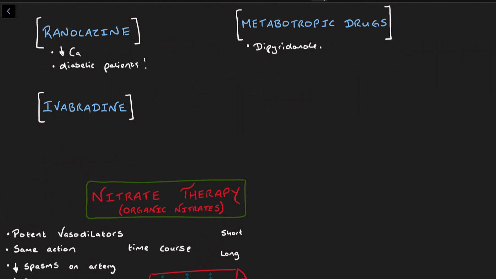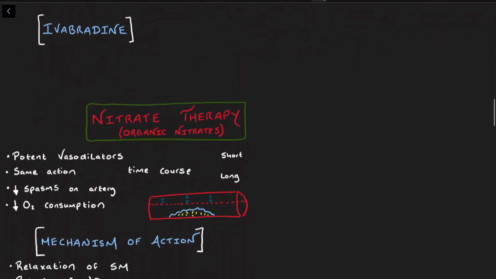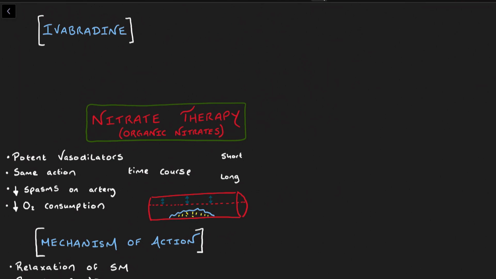And the final classification is ivabradine. This regulates the pacemaker activity in the SA node, but it's usually for patients that cannot tolerate beta blockers.